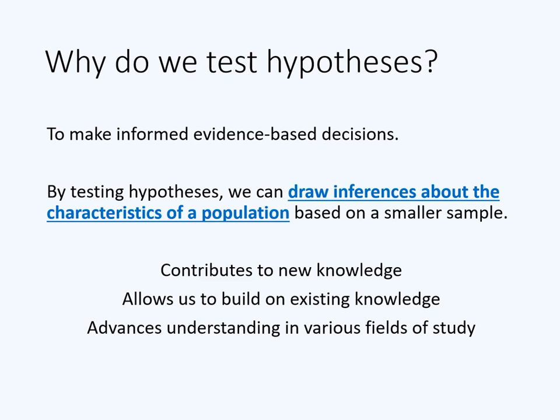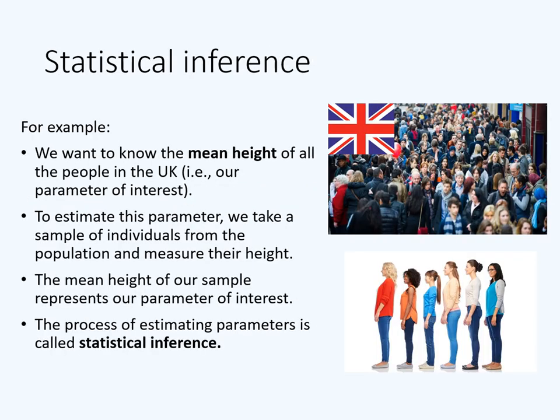To help you understand what I mean by making inferences about the characteristics of a population, I'll talk you through a simple example. Let's say that we want to know the average height of all of the people in the UK. The parameter we're interested in is mean height, but it would be impractical or even impossible to measure the height of every person in the country. So we take a sample of individuals from the population and measure the height of every person in the sample. This allows us to calculate the mean height of our sample, which represents our parameter of interest.